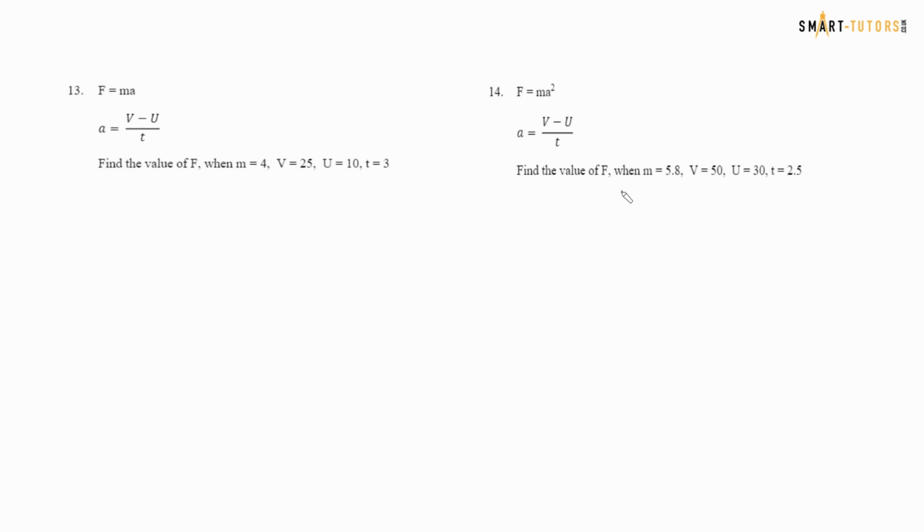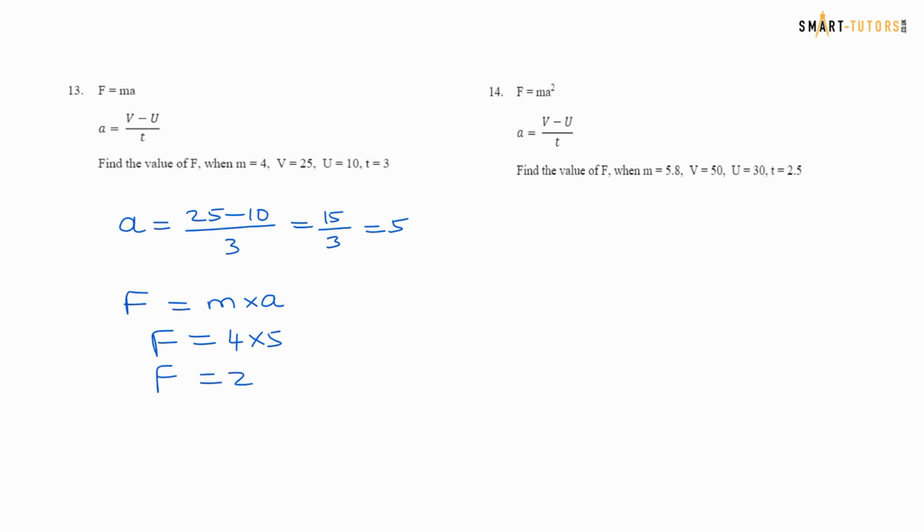Question number 13. F equals ma, a equals v minus u over t. Find the value of f. So m, v, u, t, everything is given. So we can find the second equation. A equals v is 25 minus 10 over t equals 3. So 25 take away 10 is 15 over 3 is 5. So a equals 5. Then f equals m times a. So m is given as 4. A is 5. So f equals 20. That is the answer for question number 13.